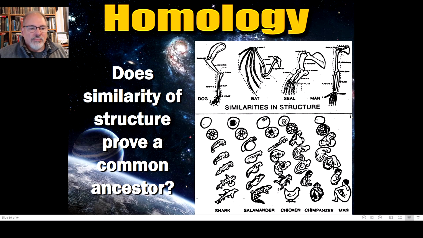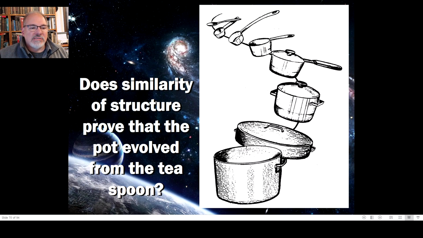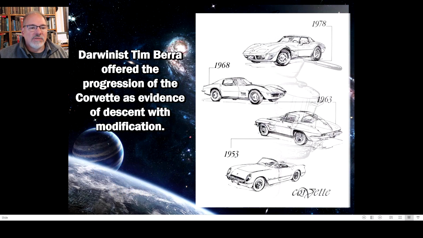Homology. Does similarity of structure prove a common ancestor? Well, you can see the different hands and feet up top, dog, bat, seal, and man, but that does not mean that one came from the other. That doesn't even work in evolution. And again, down below, you get these drawings of the shark, the salamander, the chicken, the chimpanzee, and then you got man. And it's not a logical progression. Now, again, the only connective point is in the mind of the interpreter here. So does similarity of structure prove that the pot evolved from the teaspoon? No, of course not. Just because they're similar doesn't mean that at all.